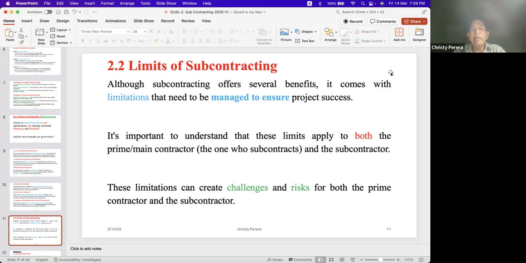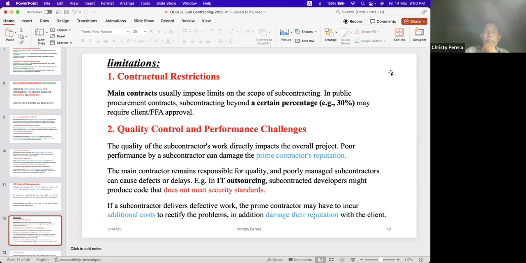It's important to understand that these limits apply to both the prime, that means the main contractor, the one who subcontracts, and the subcontractor. Both parties are responsible. Both parties, you get limits, right? These limitations can create challenges and risk for both the prime contractor, the main contractor, and the subcontractor. We will discuss what are the main limitations.